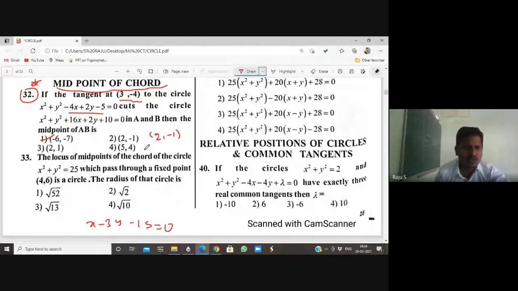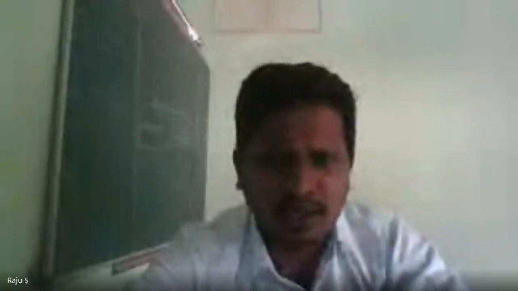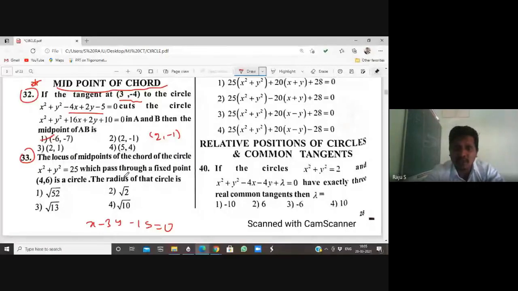What about the next question? Question 33. The locus of the midpoint of the chord of the circle x square plus y square is 25, which passes through the fixed point 4, 6. Then what is the radius of that circle? Clearly again, the locus is of a midpoint. The circle equation is given, and it is passing through 4, 6. So first we need to find the equation in terms of that midpoint.